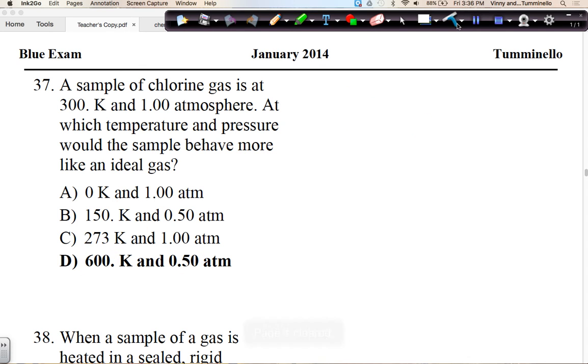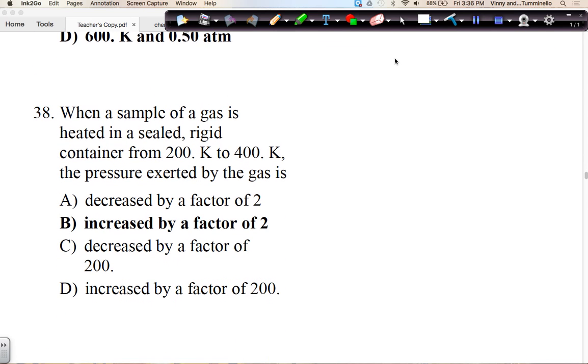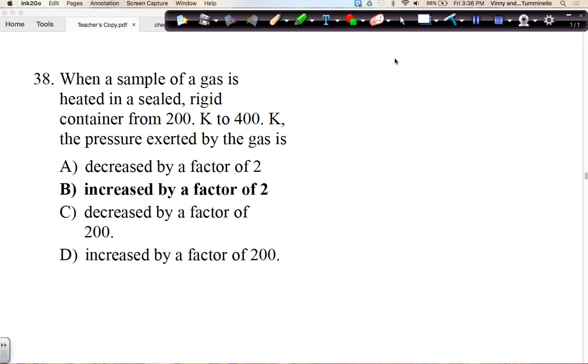So high temperature and low pressure allows the gas molecules to be as far away from each other as possible, allowing them to not succumb to the deviations. Remember, real gas molecules deviate because of interactions, forces of attraction, and because of individual volumes. And the further away we can get those gas molecules from each other, the less those deviations are a problem.